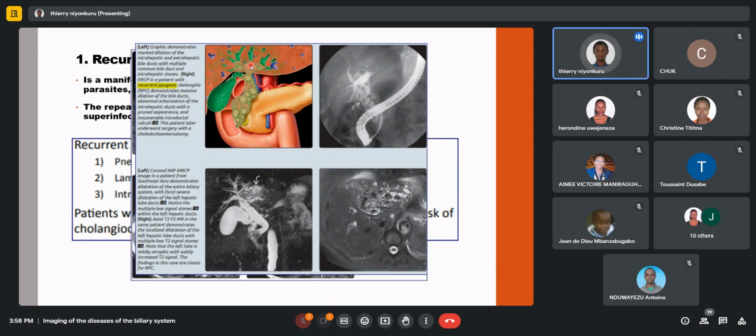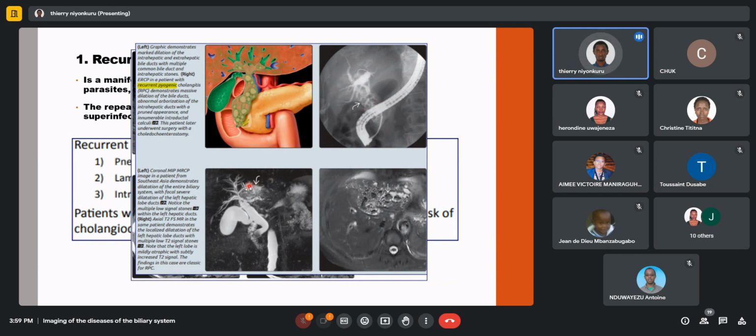So this distended gallbladder and stone, and the hyperemia was in favor of recurrent pyogenic cholangitis. And on ERCP, also we can appreciate that there are filling defects, but with contrast surrounding them, which was in favor of cholangitis.